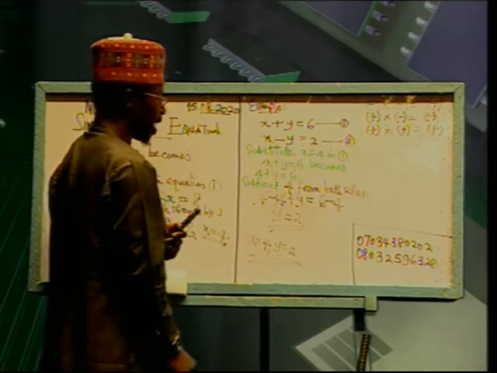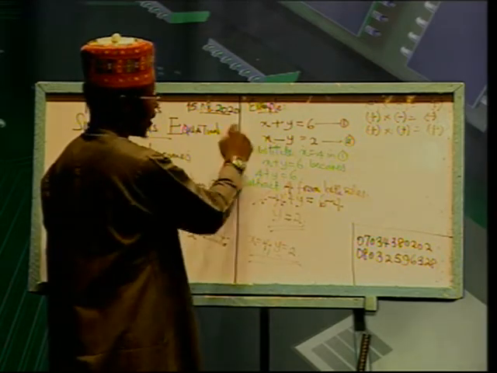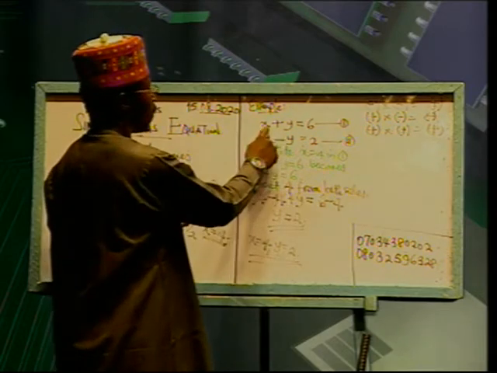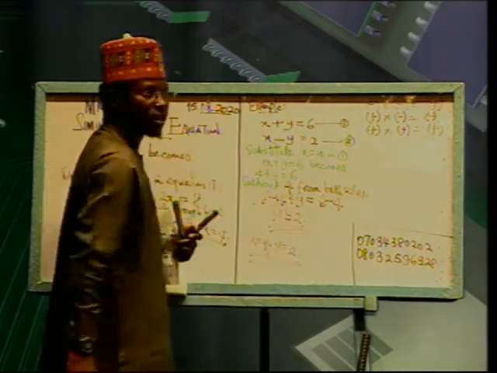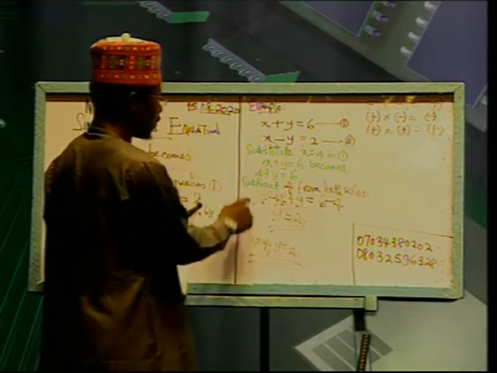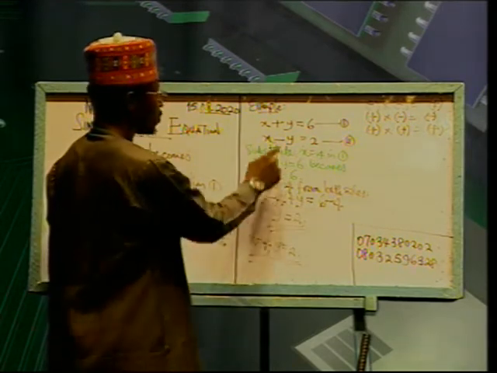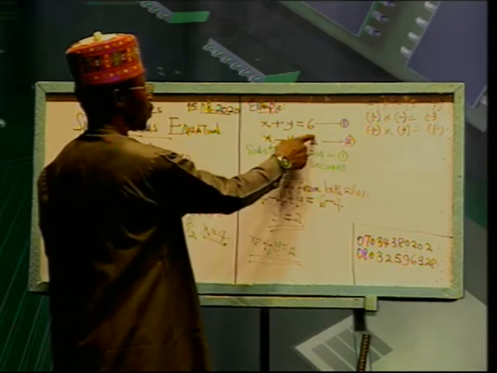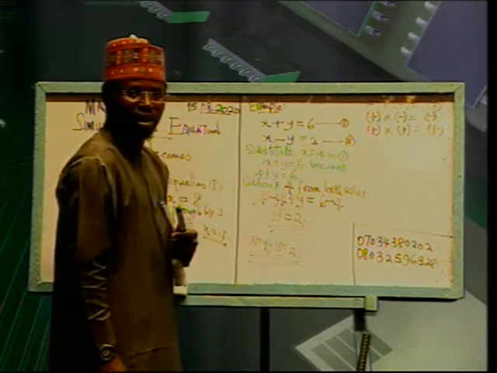So let's look at that. X is 4, put 4 here. Y is 2, put 2 here. 4 plus 2 would give you 6. That's correct. X is 4, put 4 here. Y is 2, put 2 here. 4 minus 2 equals 2, which is correct. So our answers are correct.